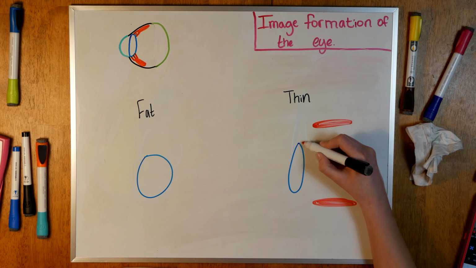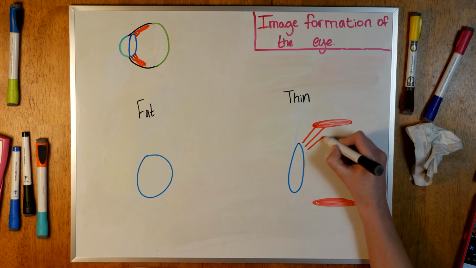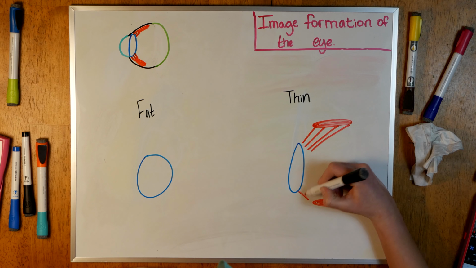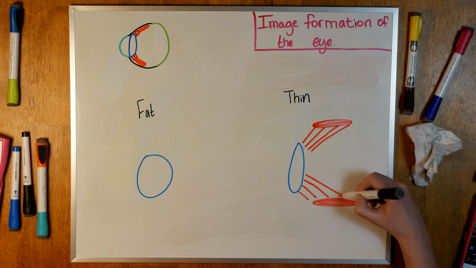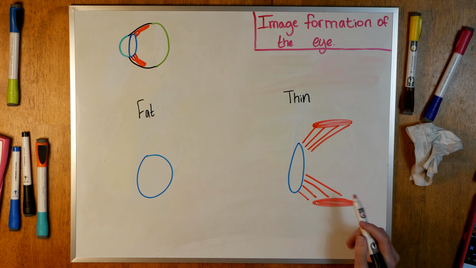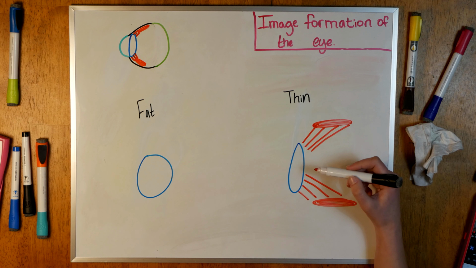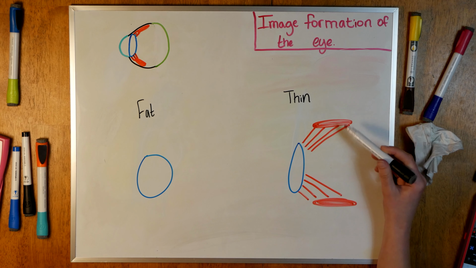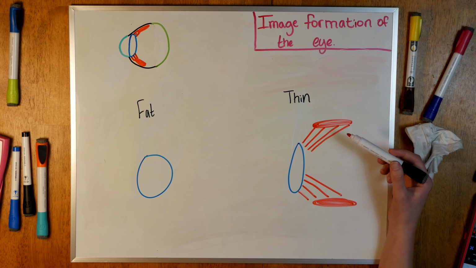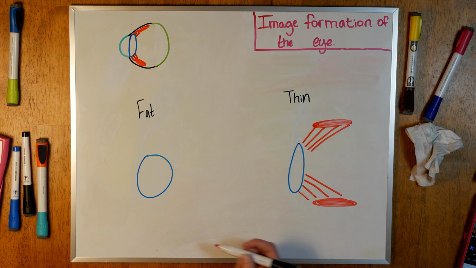However, this means that the little strings are going to be taut and very tight. So this is going to be pulling your lens and making it nice and thin. So because your eyes are in a relaxed state, that means you can usually look at things from a regular distance or far away pretty easily.